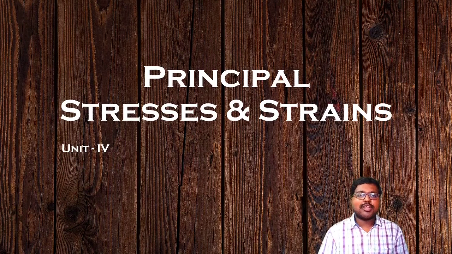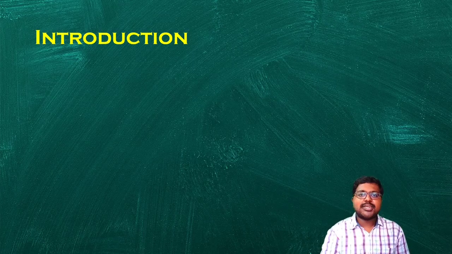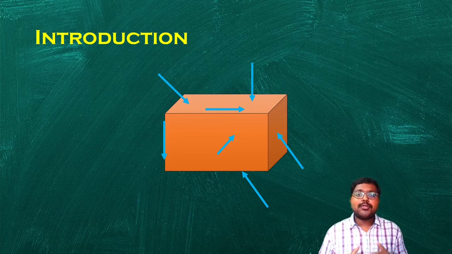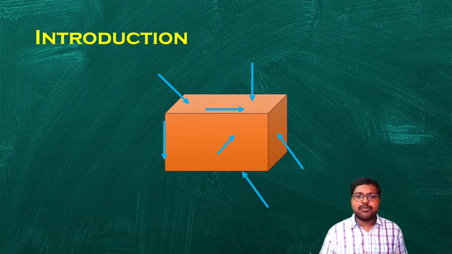Before we talk about the concept of principal stresses and strains, let us see a simple member subjected to different loads. Due to the action of these external forces, there is an internal resistance developed in the member. To find these internally developed forces, I will just consider a cross section in the member.